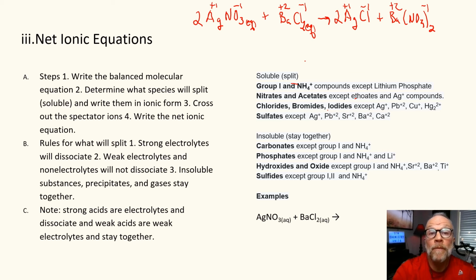And I'm going to look for nitrates, right? That's the second thing that I see here that kind of applies. The first one doesn't really apply. Nitrates, it says, split apart, except for ethanoates and silver compounds. All right, so this first one's a silver nitrate. So it's one of the exceptions in the nitrate, so it stays together. So we'll just write it as a joined compound.